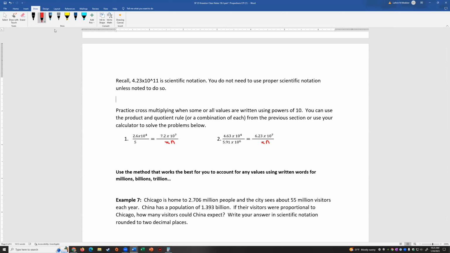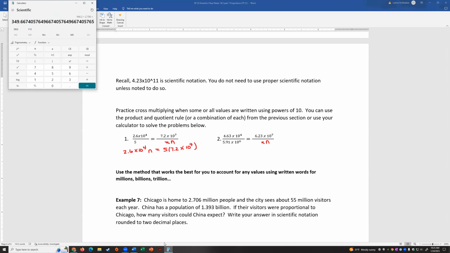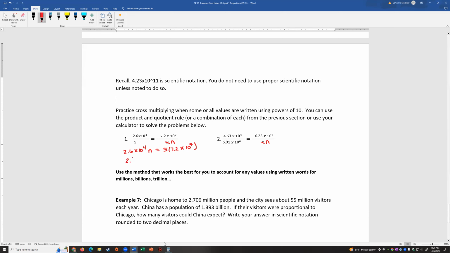So for this, what we're going to do is just write out what this looks like. This would be 2.6 times 10 to the fourth times n equals 5 times 7.2 times 10 to the seventh. For the right side, you can just multiply the 5 and the 7.2 together. Those are both regular numbers, not base 10 to a power, so that's going to be 36. So 2.6 times 10 to the fourth n equals 36 times 10 to the seventh. I just went ahead and worked out the numbers out front.